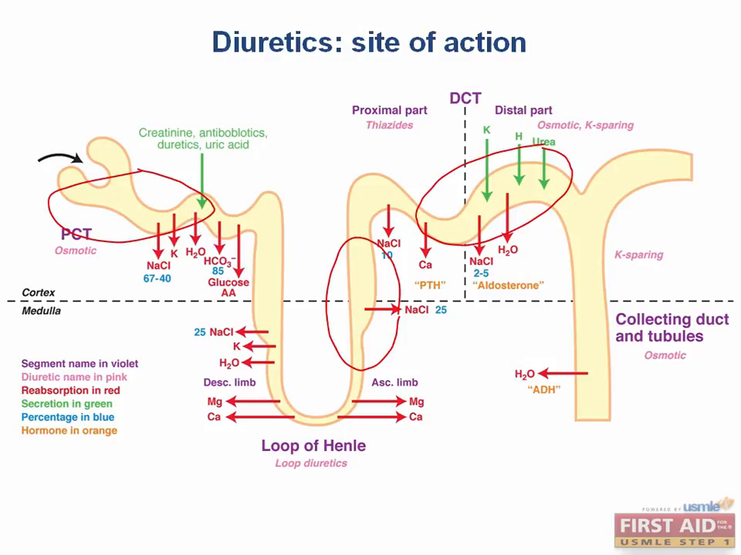On a similar note, why do you think potassium-sparing diuretics and ADH antagonists have relatively minor effects in terms of diuresis? Well, like we said, most of the ions and water have already been reabsorbed by the time filtrate reaches the collecting tubule.